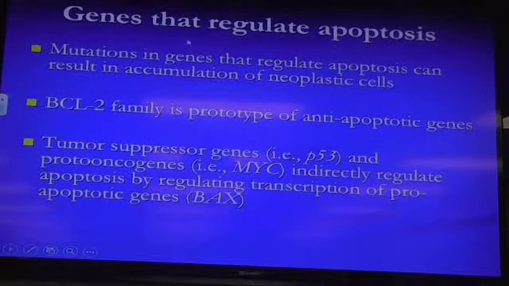Okay. So genes that regulate apoptosis. Similar to if you destroy the mechanism to stop the cell cycle and allow DNA repair, if the genes that regulate apoptosis are damaged, then apoptosis cannot occur when it needs to. BCL2 is the prototypical family of anti-apoptotic genes, and there are multiple apoptotic genes, such as BAX. You may have heard of BAX, BIM, PUMA, all those.